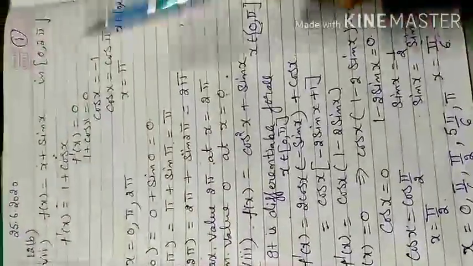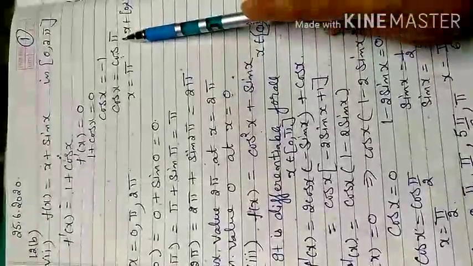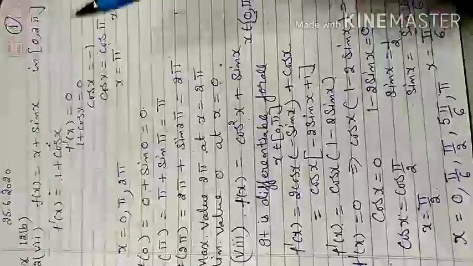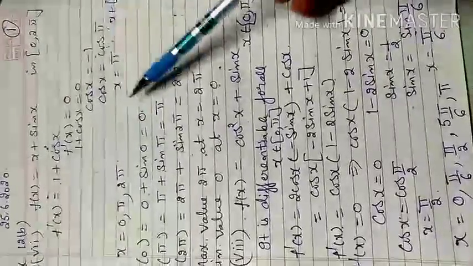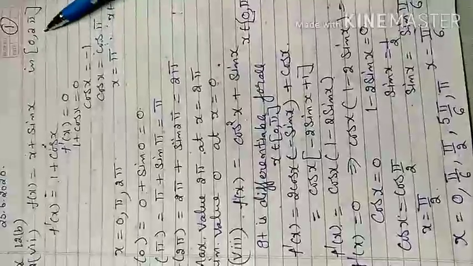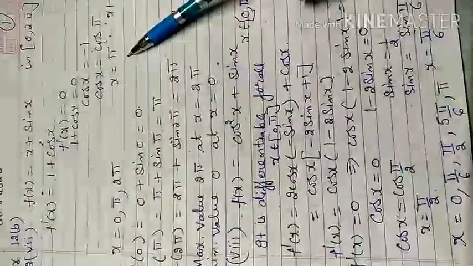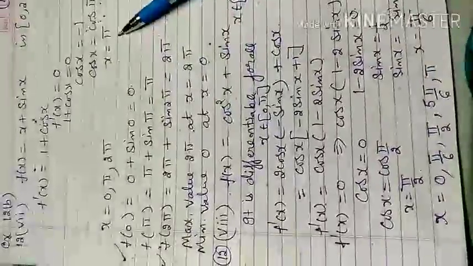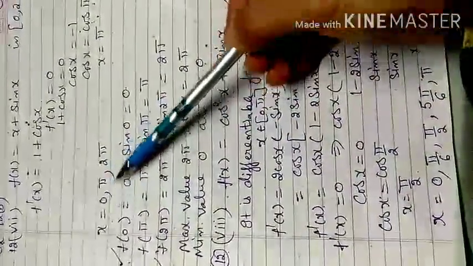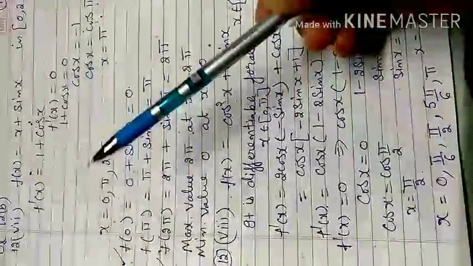cos x = -1 is at cos π, because the cos π value is -1. So instead of -1, we write cos π. Now x = π. We already have two interval endpoints in our question, 0 and 2π, and one value between them, π. So x = 0, π and 2π. So we got three values for finding the absolute maximum and absolute minimum value.